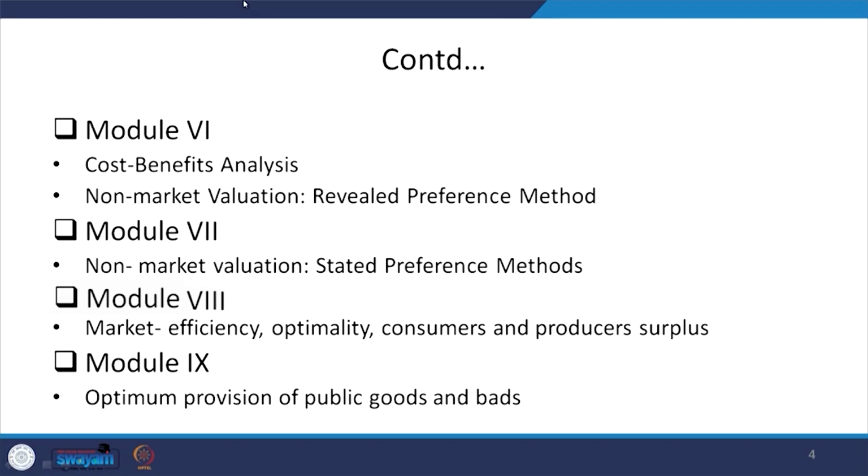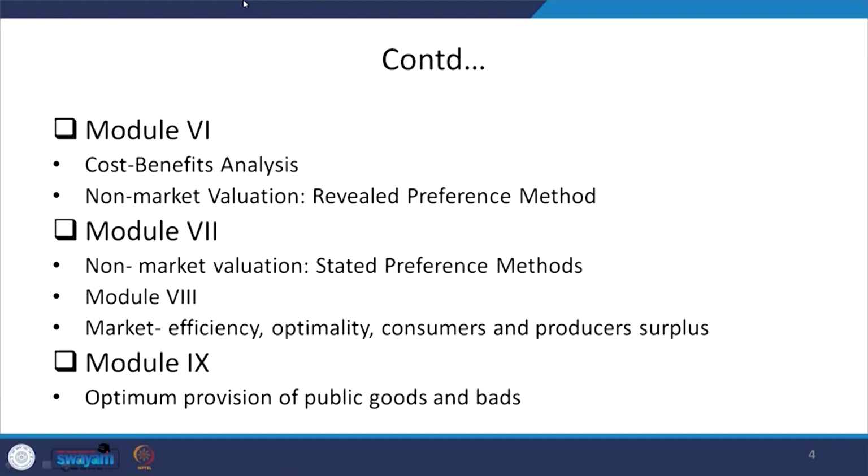Then next module is related to market efficiency, optimality, consumer and producer surplus, and in this unit you will study how to achieve the efficiency and productivity of different kinds of resources. Pareto optimality concept will also be introduced, and we will also try to understand what is the consumer surplus and producer surplus, and how to estimate these kinds of surpluses will also be discussed.